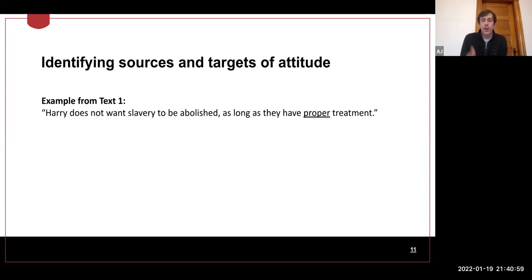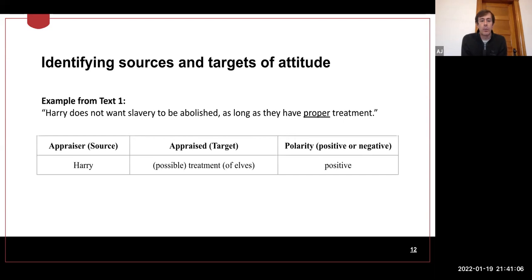And where Eszter was also just showing that we identify the attitude and then the target of the attitude, I'm also concerned with the source of the attitude. So in this case, the source of the attitude is Harry, and of course the larger source is the student writer themselves. But here, this attitude is being assigned to Harry. So he is the source of the attitude. He is appraising the treatment of elves. In fact, he is appraising the possible treatment of elves as they endure enslavement. And here, that is seen as positive. Harry views the possible treatment of house elves under enslavement as positive. And I think already you can see the problematic position that Harry is in.